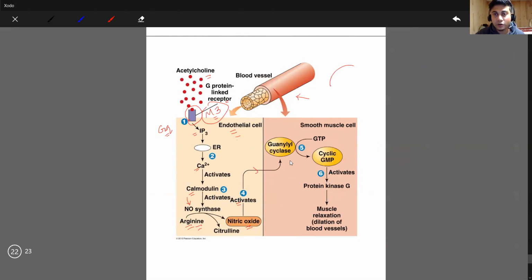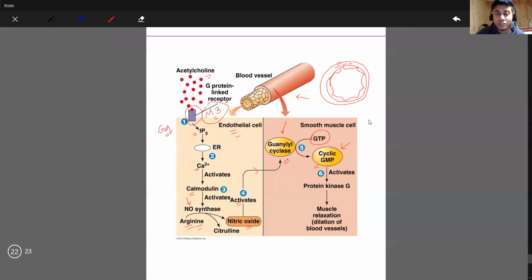That means if I draw this blood vessel diameter, first there will be an endothelial cell here, right? Now, beneath this endothelial cell, there is a smooth muscle cell. Now, this nitric oxide passes from the endothelial cell to the smooth muscle cell, where it stimulates this enzyme, guanylyl cyclase, and that converts the GTP to cyclic GMP.